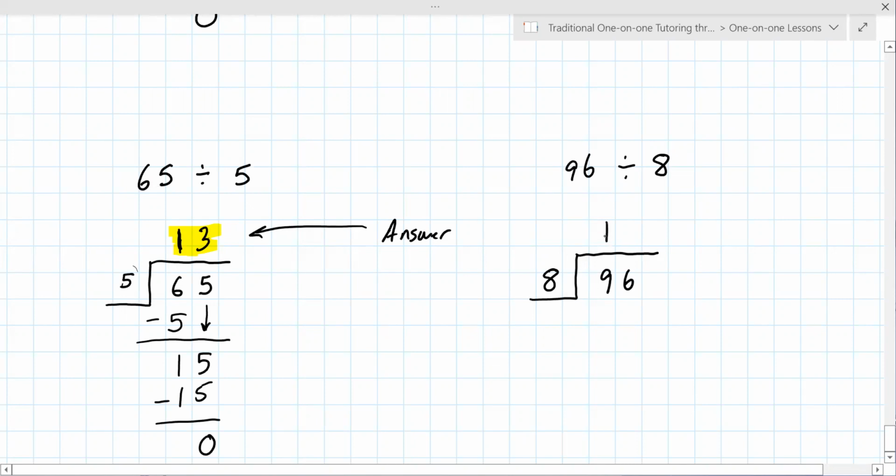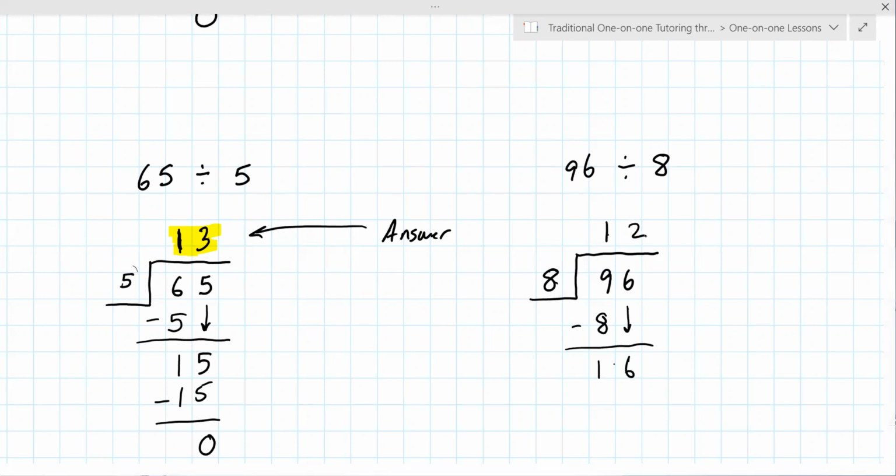8 goes into 9 one time. You take 1 and you multiply the 8 and you put it below. Then you subtract. You get a 1, bring the 6 down, and 8 goes into 16 2 times. Obviously, I know how to do this because I've been doing this for a long time, but you can too. There's nothing about this problem that you can't do, but you have to try. So let's try one more here.